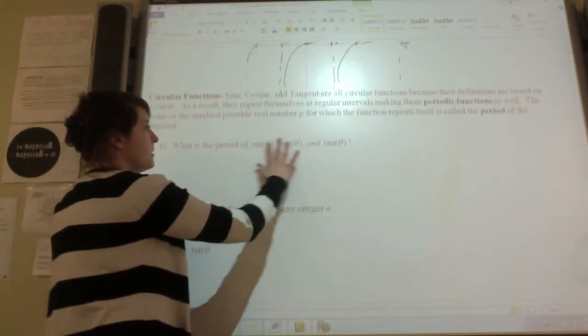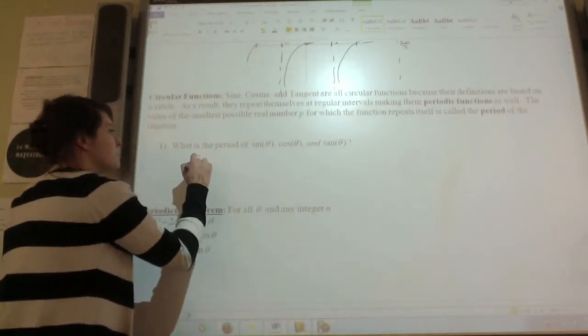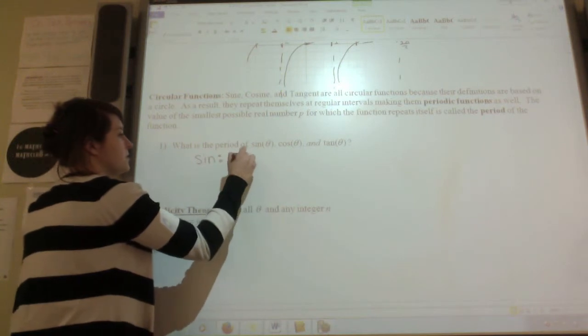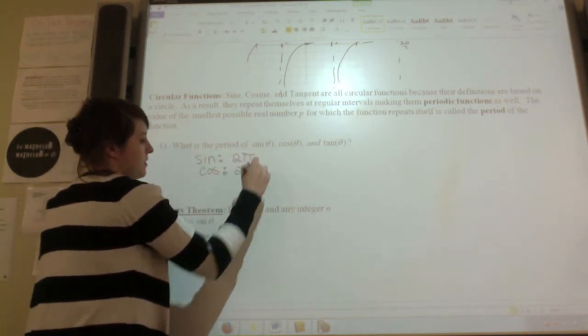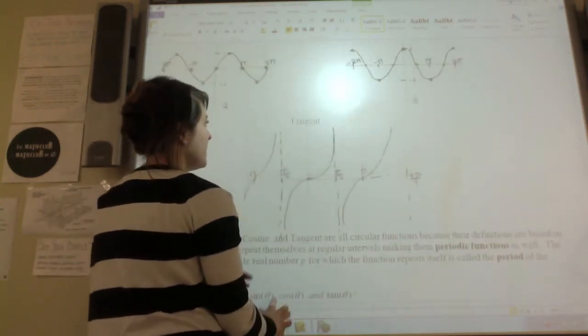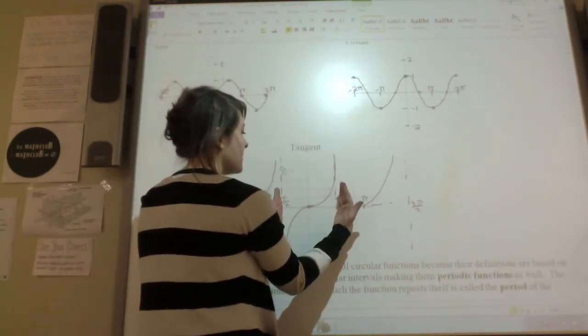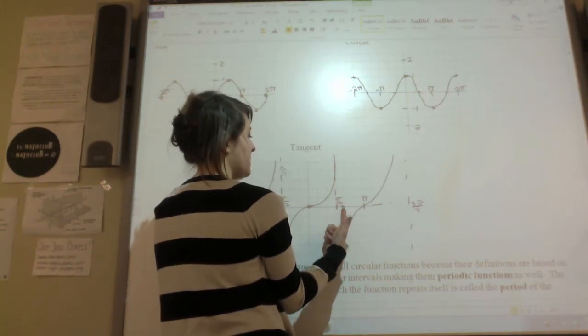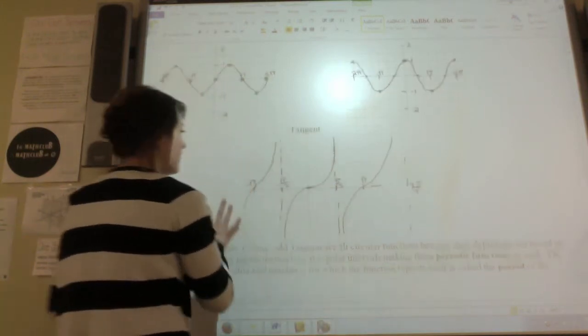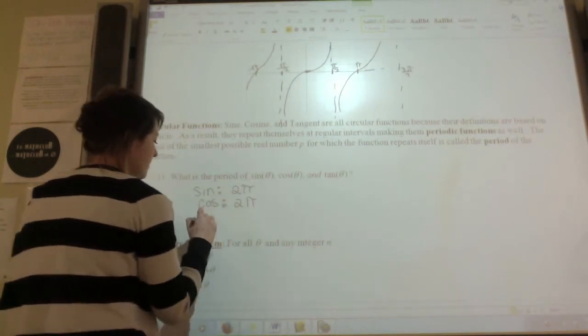Okay, so what is the period of sine, cosine, tangent? For sine, the period is 2 pi. For cosine, the period is 2 pi. And for tangent, if I look at my tangent graph, I'm going from asymptote to asymptote. So if I go from negative pi over 2 to pi over 2, that's a total of pi. So the period for tangent is pi.